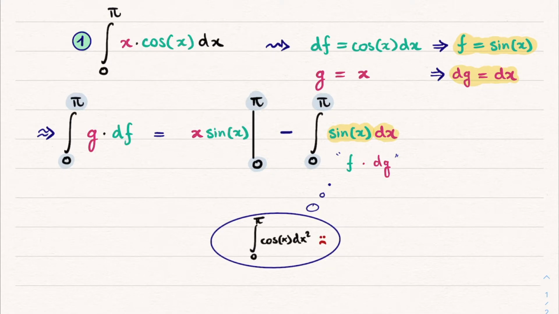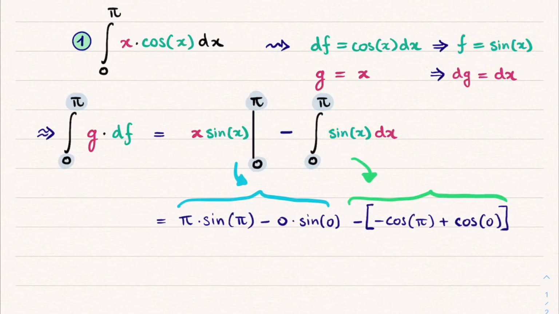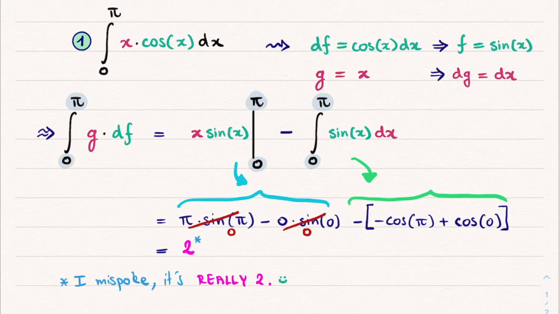If we would have taken the other choice before, the integral to solve would have been cosine of x times x squared, unsolvable. Filling in the boundaries for this first term and calculating the integral of the sine of x and filling in its boundaries, we get our final result. The integral of x times the cosine of x between 0 and pi is simply pi minus 1.